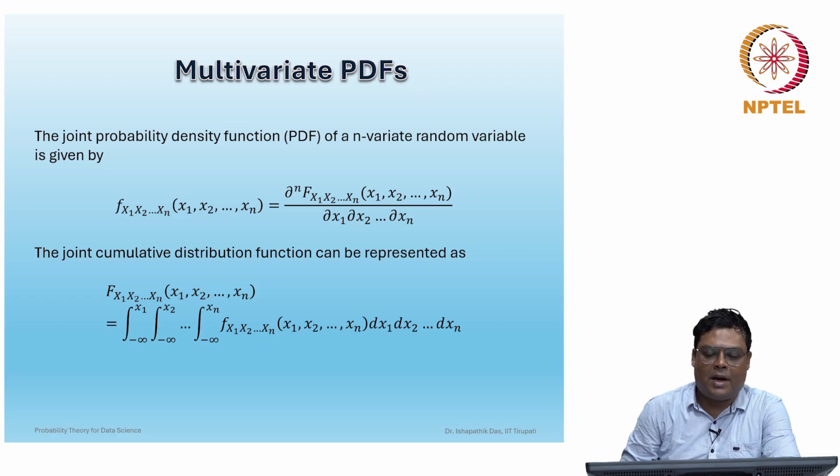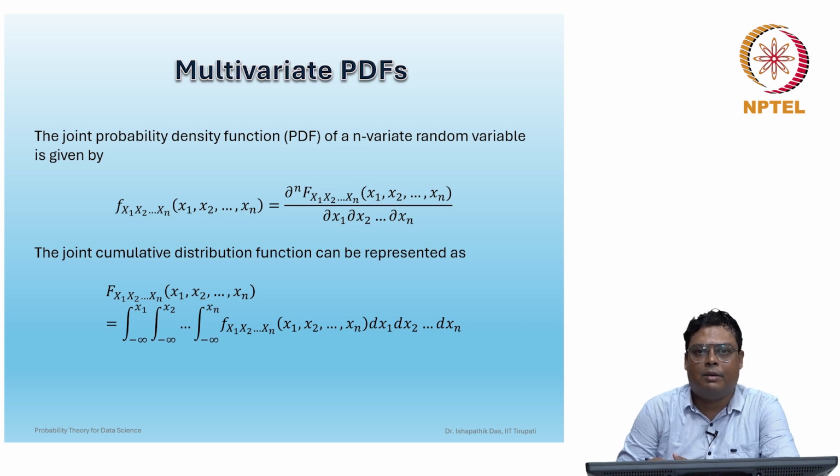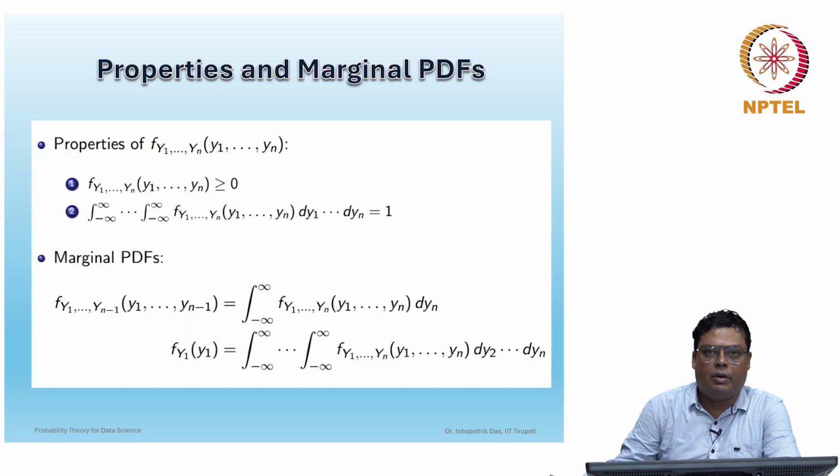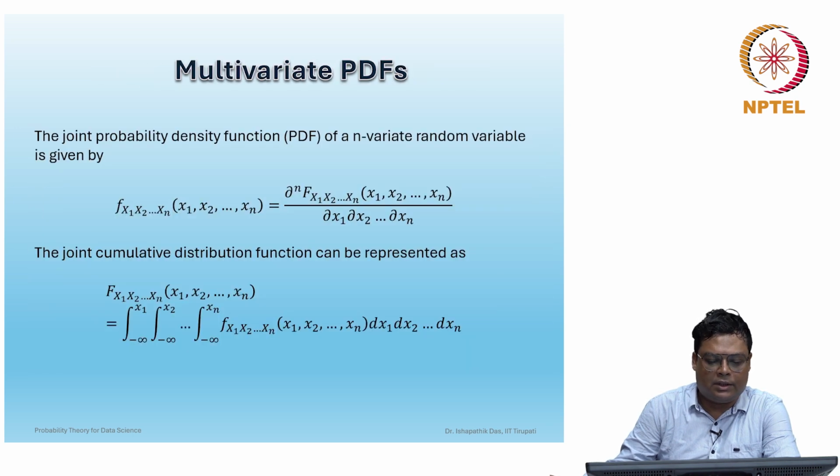We will discuss multivariate probability density functions. After completing the multivariate distribution functions, we also discussed multivariate probability mass functions and their properties, and how to find the probability mass functions. Here also we will learn how we can define a joint probability density function for multivariate random variables.